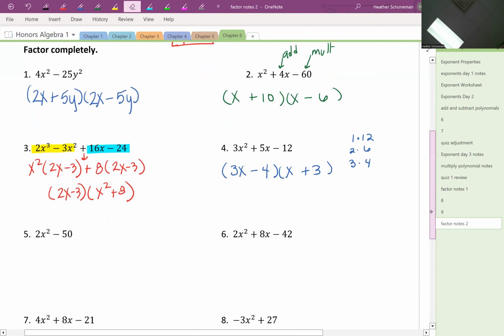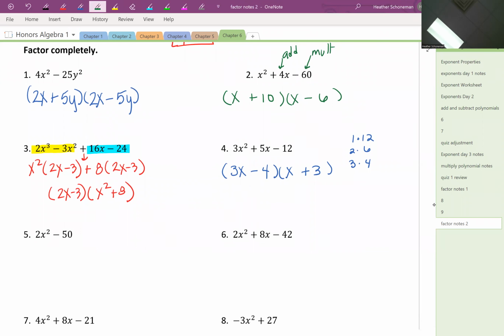Okay, number 5. First thing we look for is the greatest common factor. We have one, it's a 2. I'm going to take out the 2, and we're left with x squared minus 25. Okay, now we're going to look. It's a binomial. There's a minus sign. We can take the square root of both. So we can go straight to our two parentheses. Square root of x squared is x. Square root of 25 is 5. One's plus, one's minus.